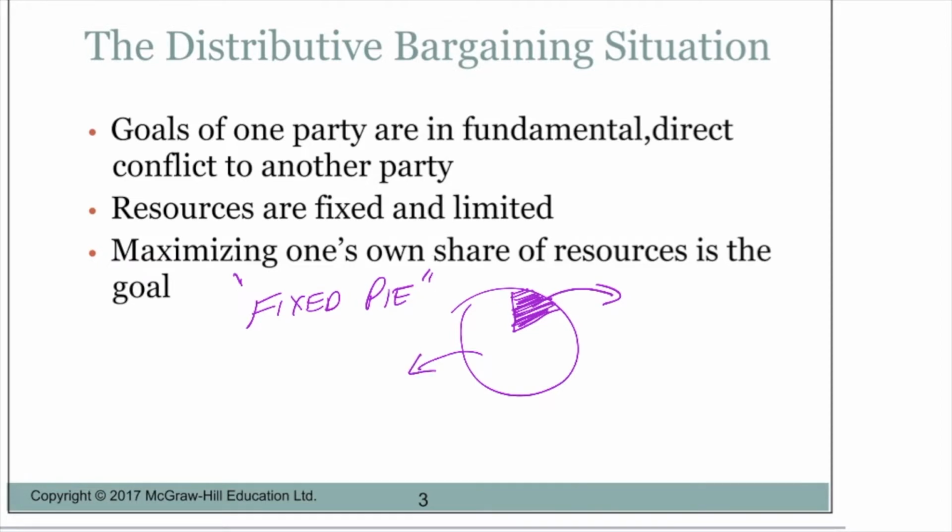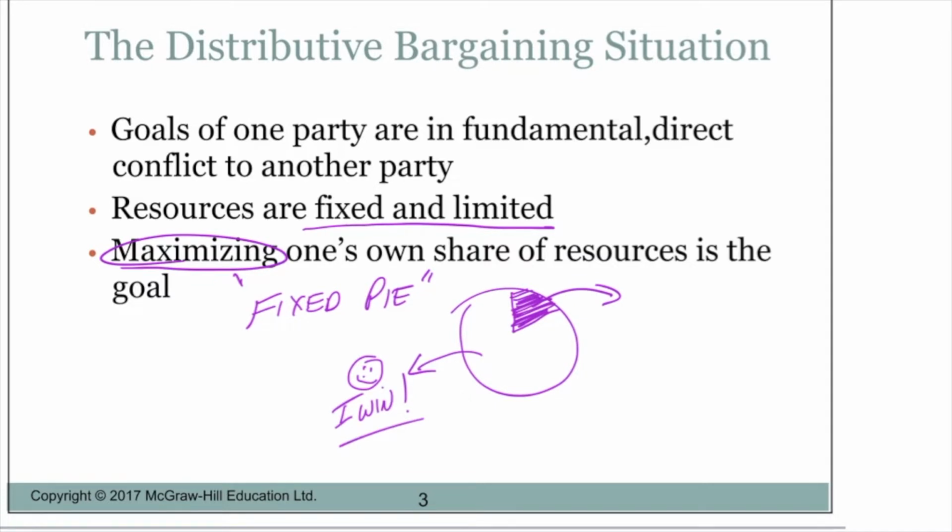It's kind of like this constant seeking of an equilibrium. But our goal is to maximize our share of that pie, of the resources that are available. That is the fundamental focus of a distributive bargaining situation, and understanding that for everything we get, it's going to have to come from the other party, and they're probably thinking the same way.